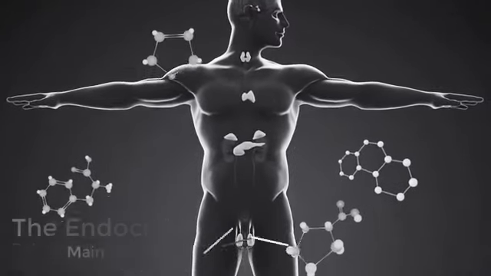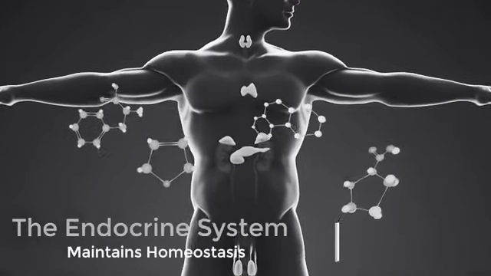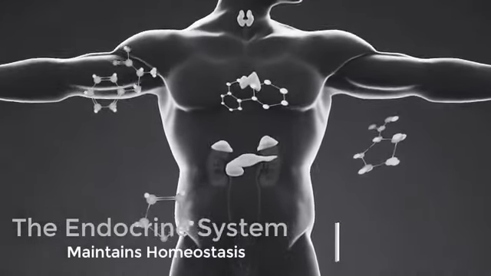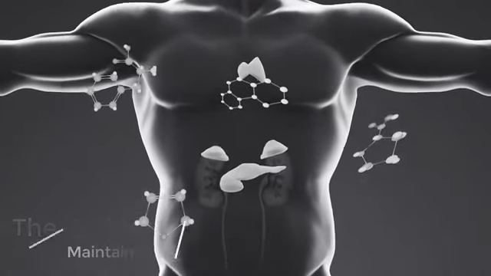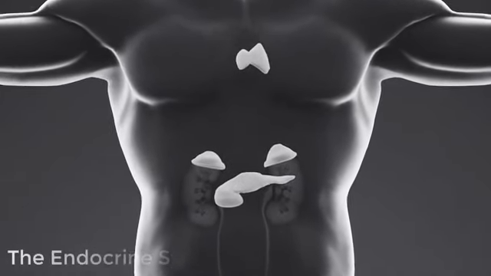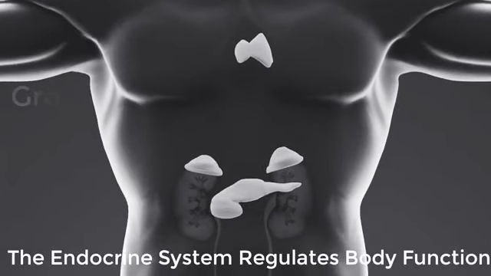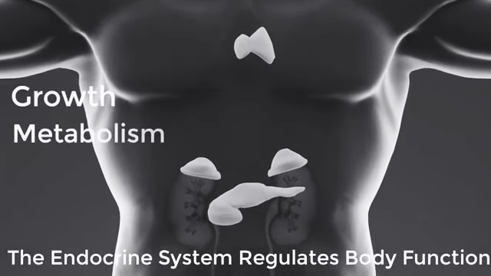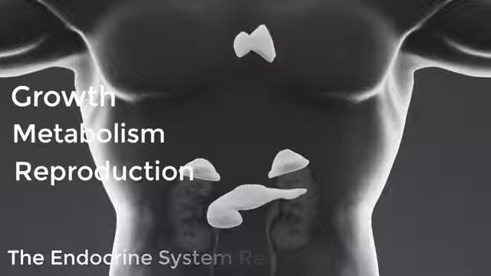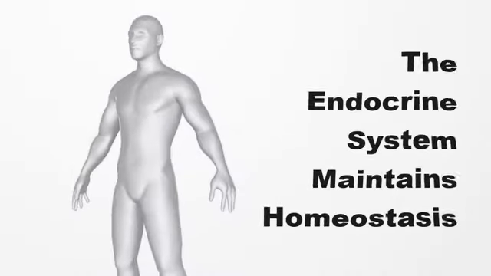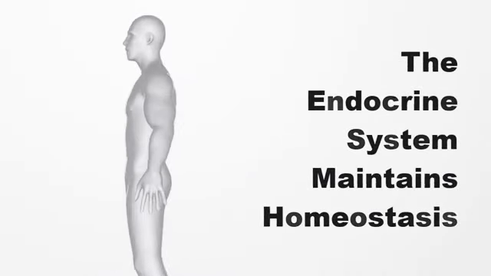The endocrine system influences the functions of the body by using hormones. Glands from the endocrine system secrete hormones that regulate many processes such as growth, metabolism, and reproduction. The endocrine system works together with the nervous system to maintain homeostasis.